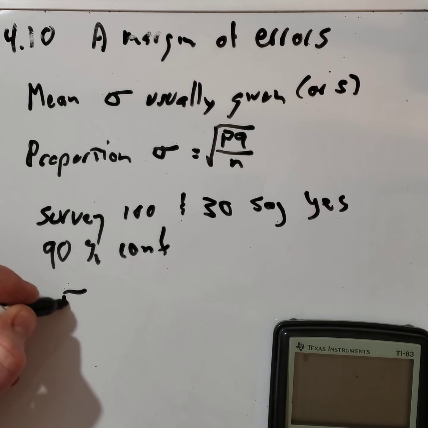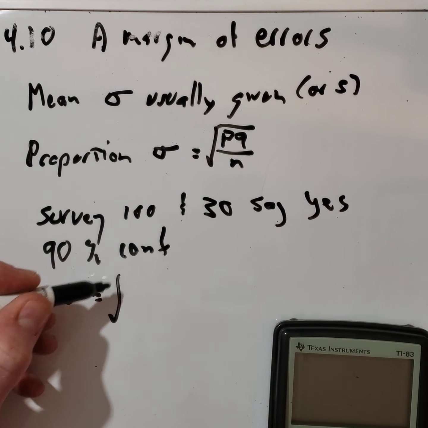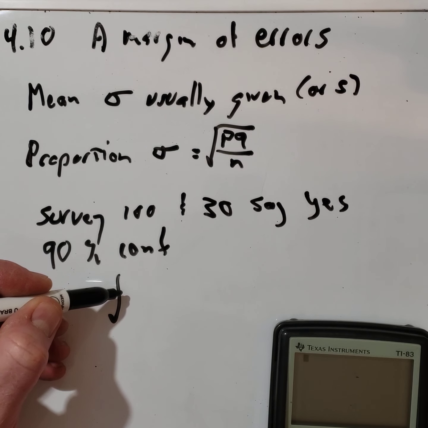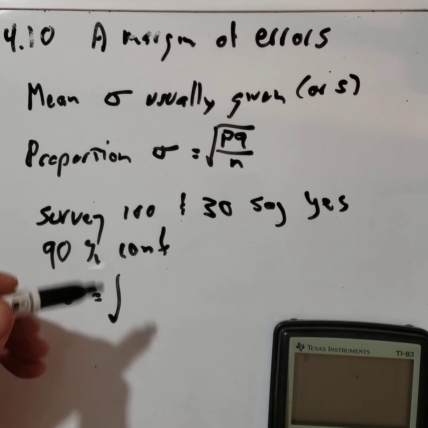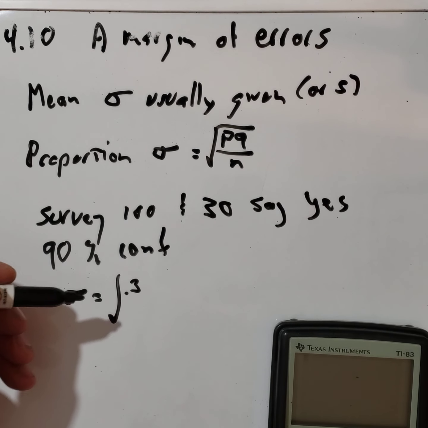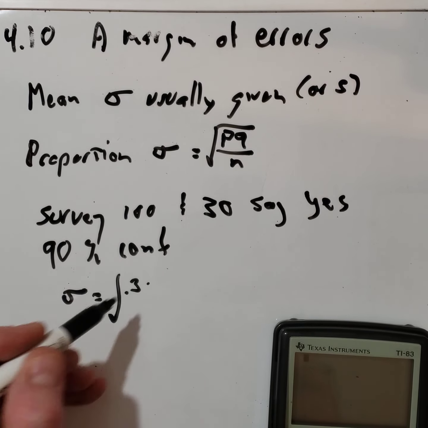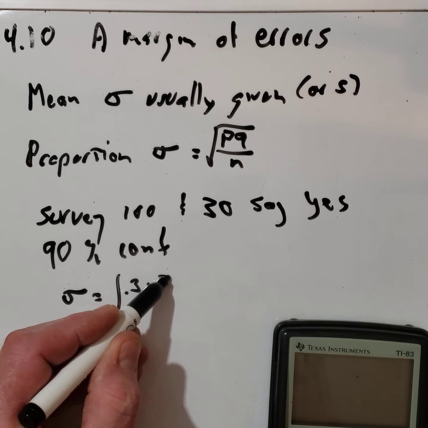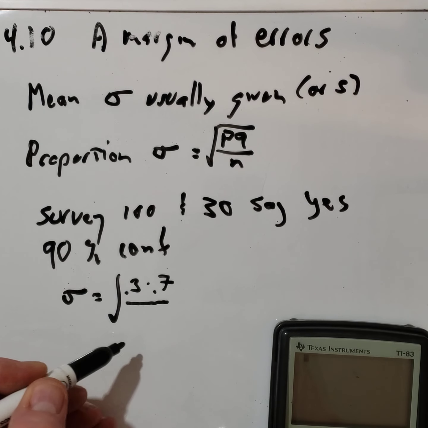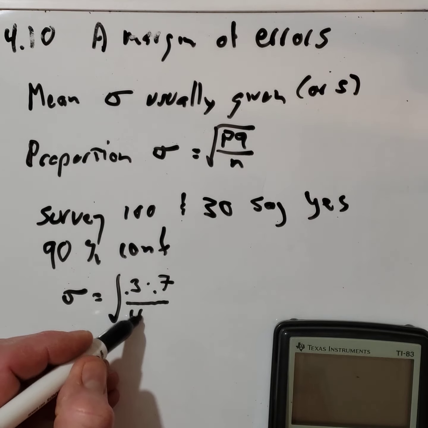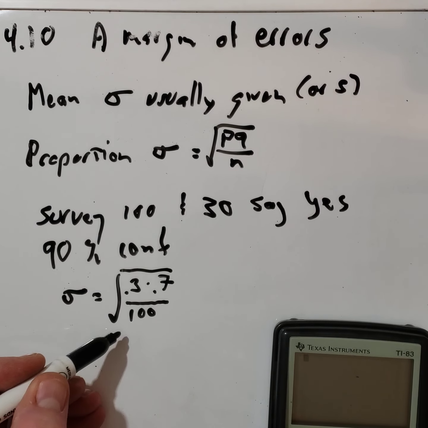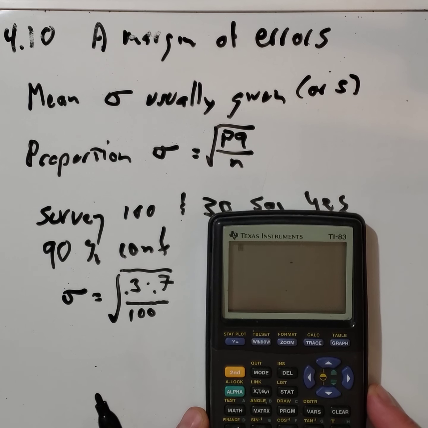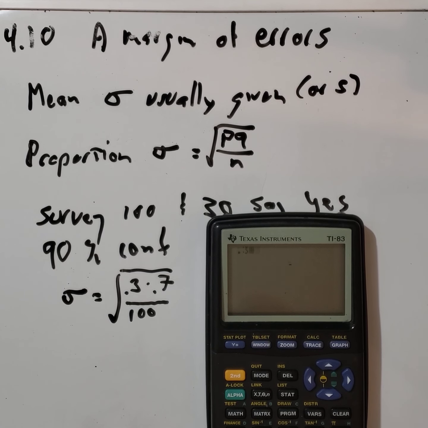To calculate our standard deviation, we take the square root of the proportion that we count as successes. That's going to be our 30 out of 100, or 0.3. Right? It's always going to be a decimal between 0 and 1. And we're going to multiply it by the proportion of failures, which is always just going to be 1 minus that. So 0.7. And then we're going to divide by the number of people in the survey itself. That divided by the square root of n is the same as it was before when we're dealing with means. So here we would do 0.3 times 0.7 divided by 100. And that gives us 0.0021.